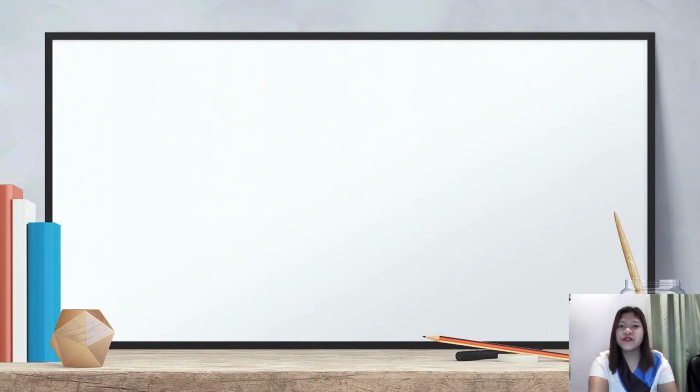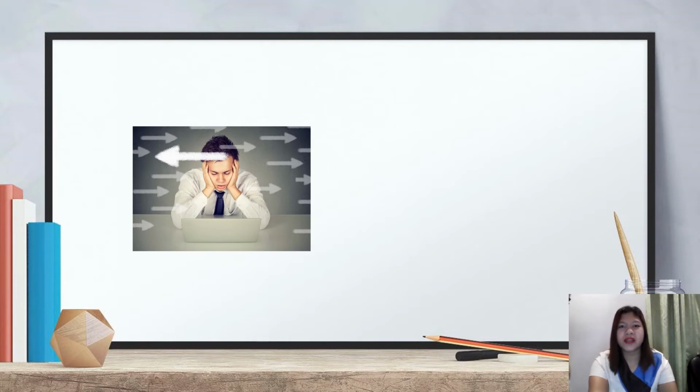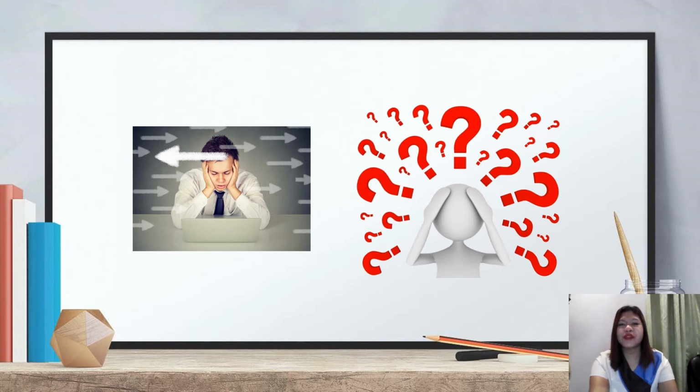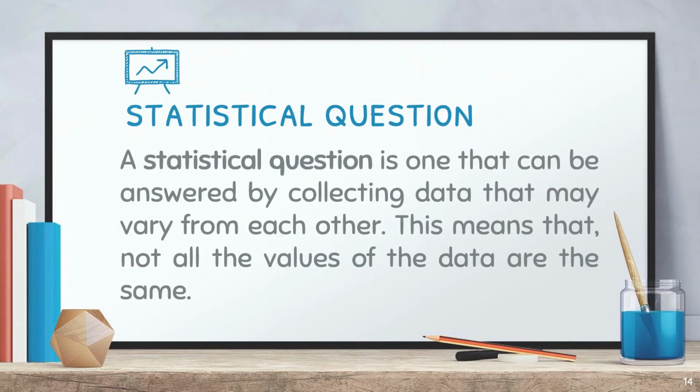In real life, we might encounter many problems. To solve those problems, we may have a series of questions. And if you are going to investigate these questions, some of these are statistical and some are not. What do we mean by statistical question? A statistical question is one that can be answered by collecting data that may vary from each other. This means that not all the values of the data are the same.